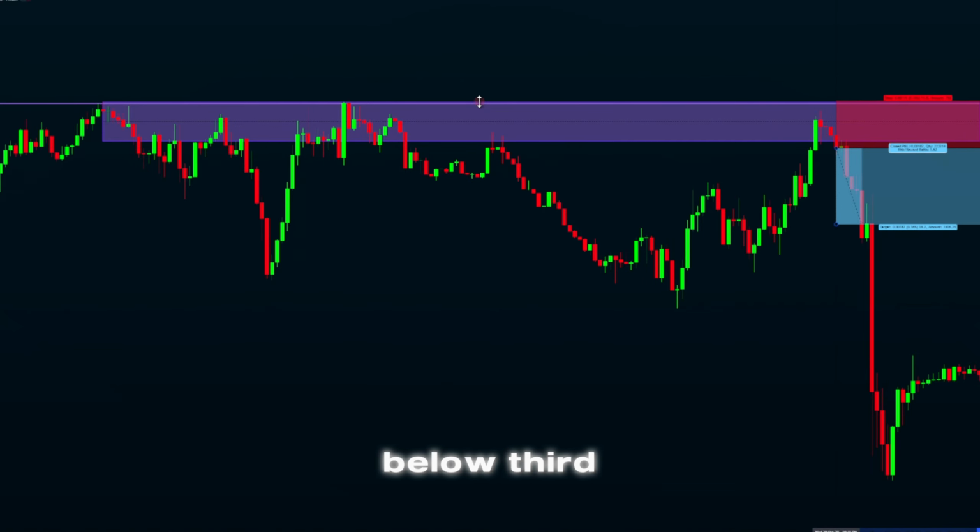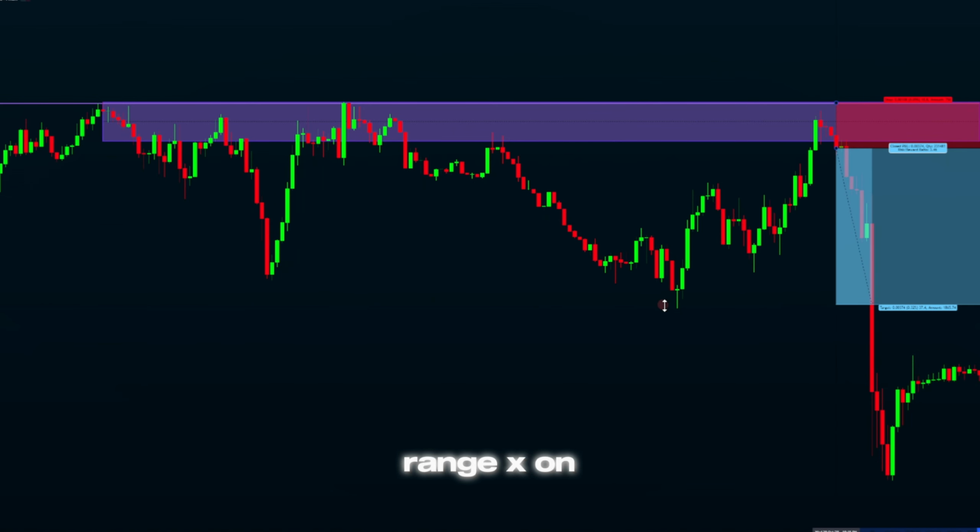Enter short below the third close. Stop above the session high by 20 points. Target: session range x zone 0.5 down, 2 to 1.